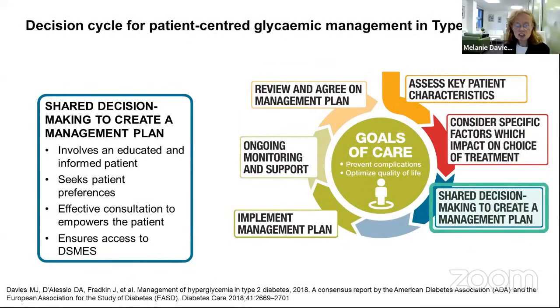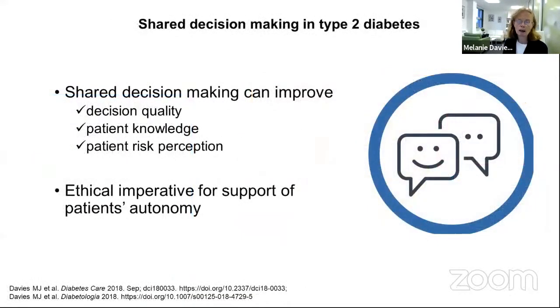So shared decision making involves a sharing. So it's about taking into account the preferences and the choices of that person. It involves having somebody that is informed about those choices and seeks their preference and ensures that there's an effective consultation which empowers the patient and ensures they have access to self-management. And shared decision making can improve the quality of the decisions that are made.